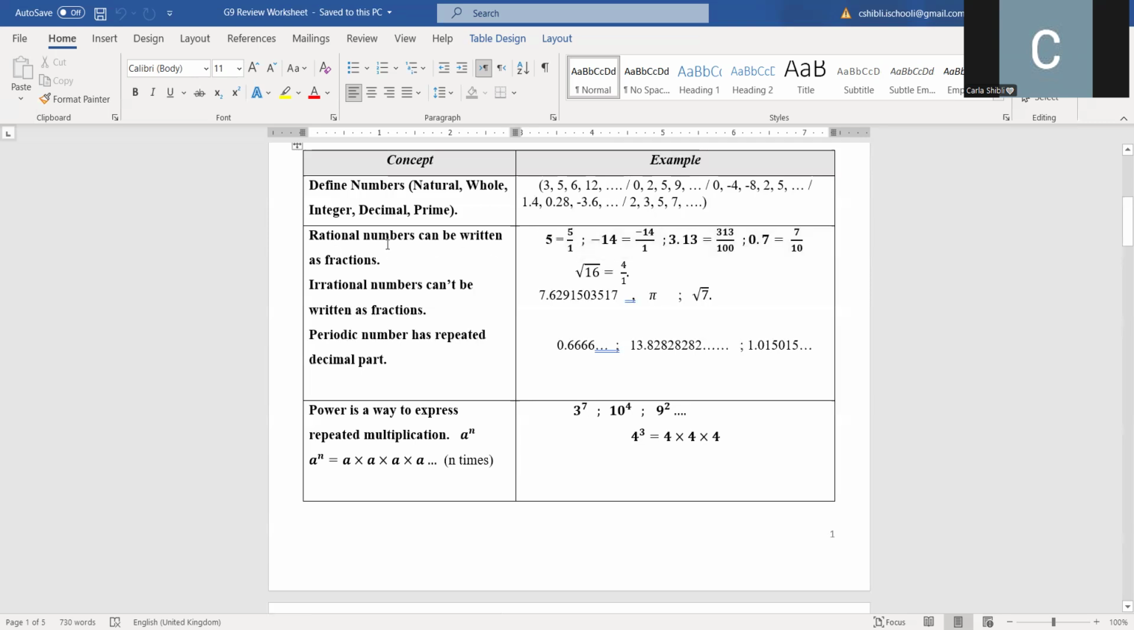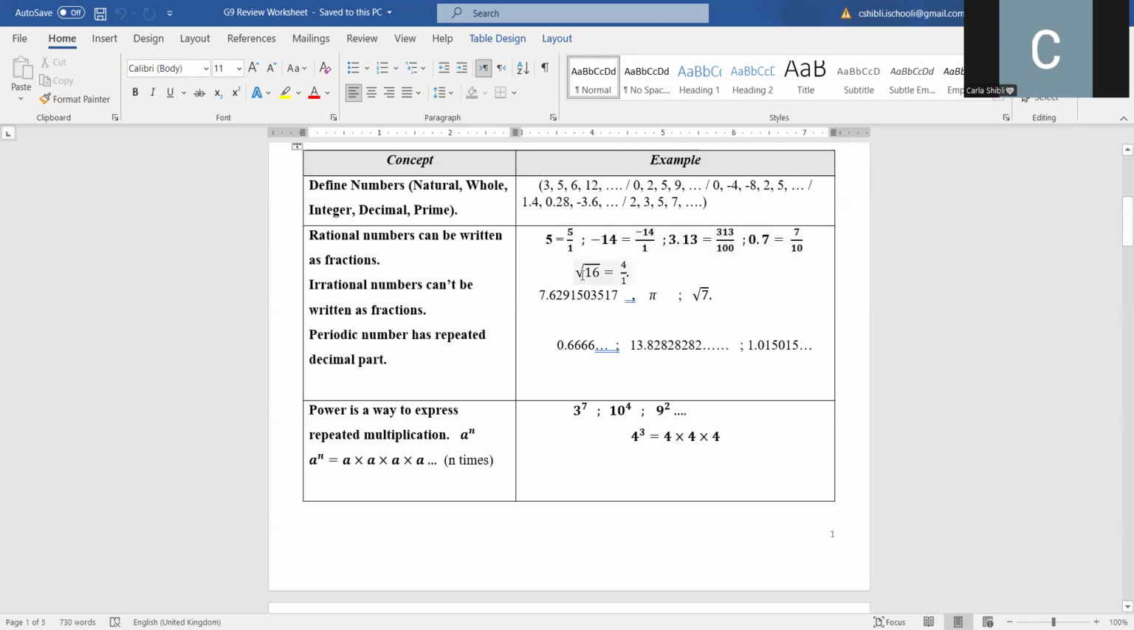Rational numbers in math can be written as fractions. For example, the natural number 5, we can write it as 5 over 1. It's a fraction. Negative 14 over 1. 3.13 can be written as a decimal fraction, 313 over 100.